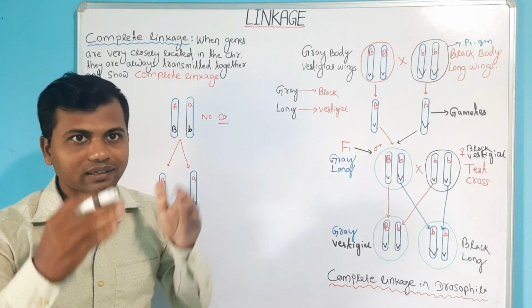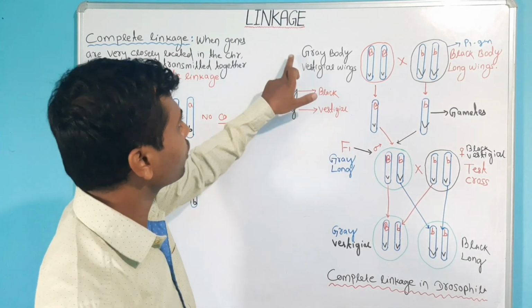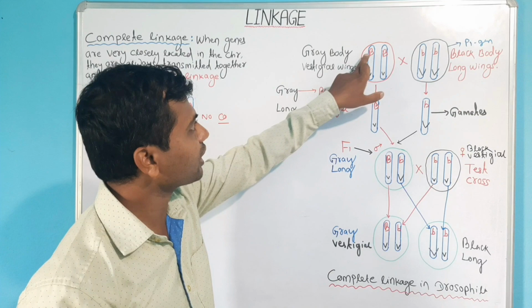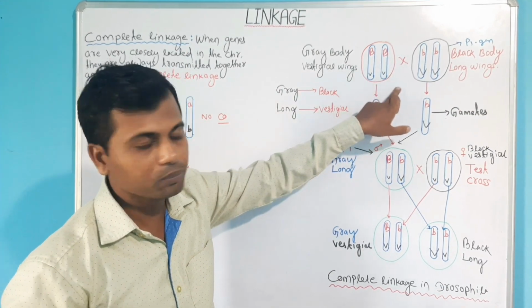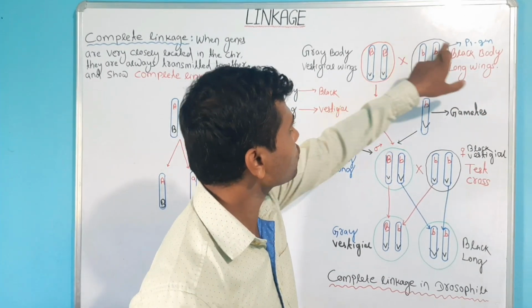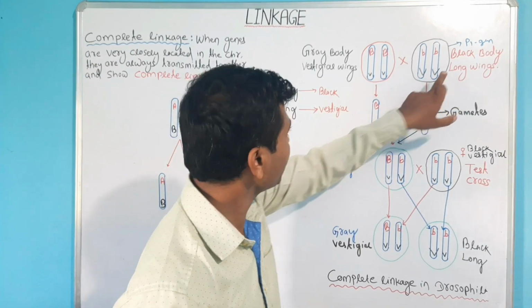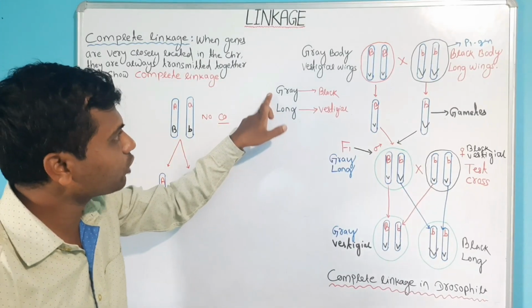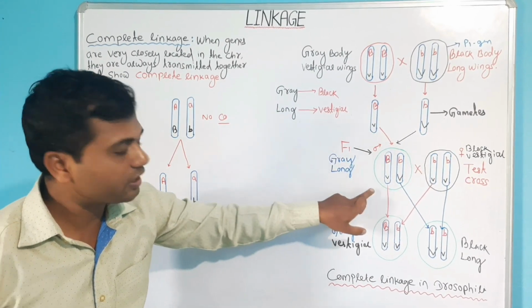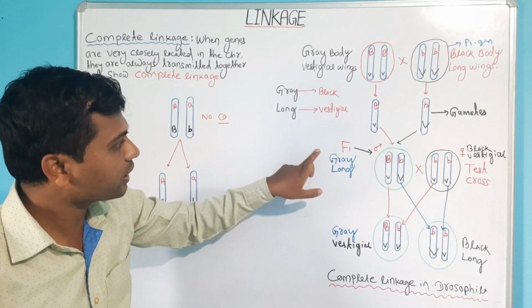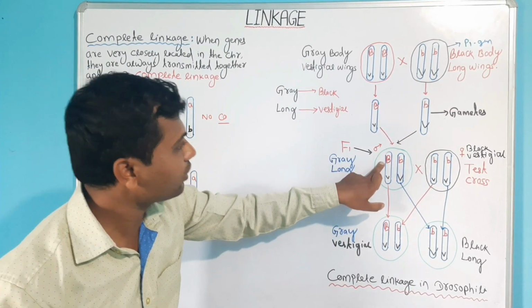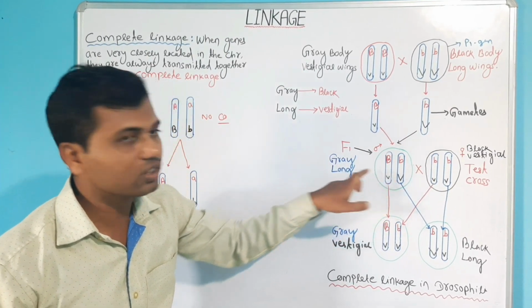Now we'll explain this by taking an example. When you cross two Drosophila, one having grey body color and vestigial wings, with genotype capital B small b, and another with black body color and long wings, with genotype small b and capital B. Here grey body color is dominant over black, and long wing is dominant over vestigial. Here the F1 hybrid is produced, which shows grey body color and long wings.